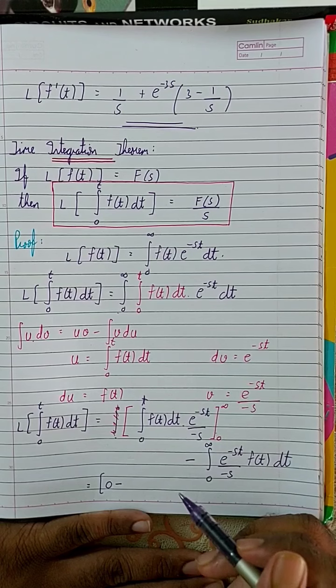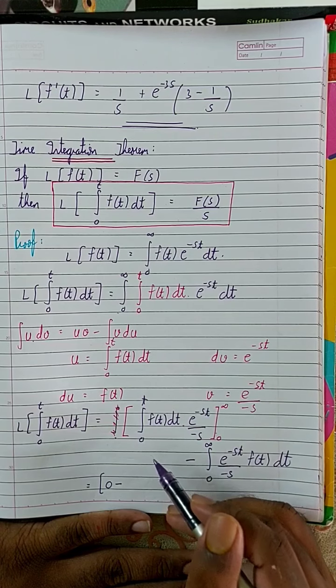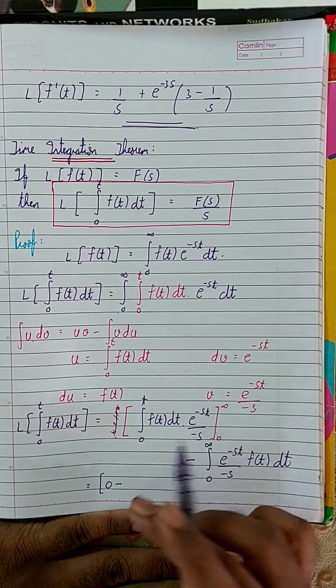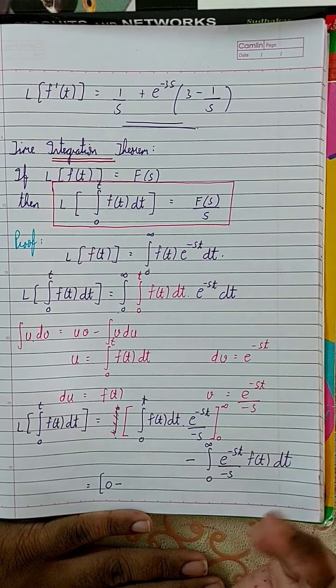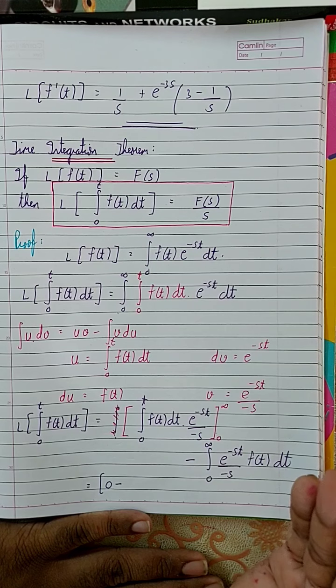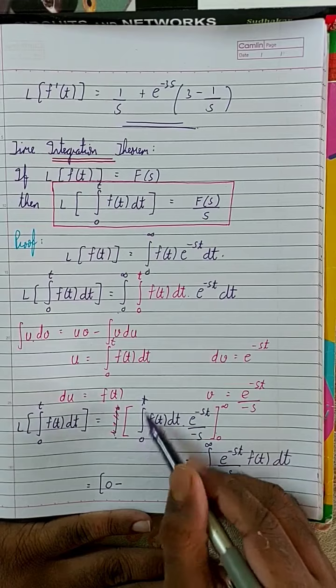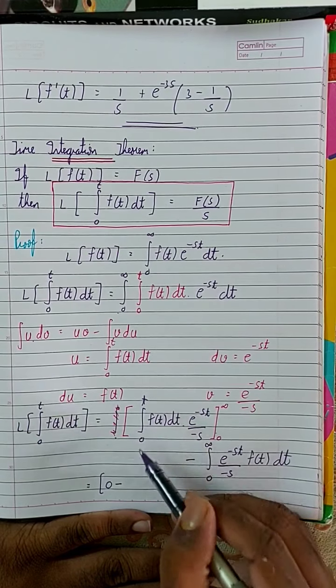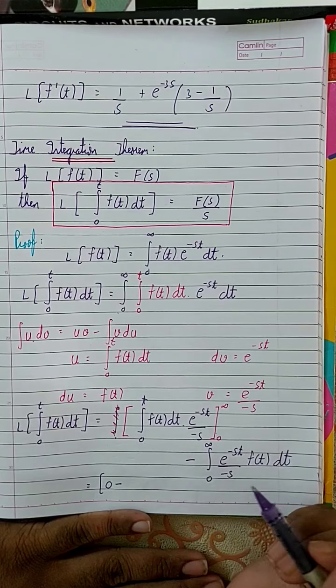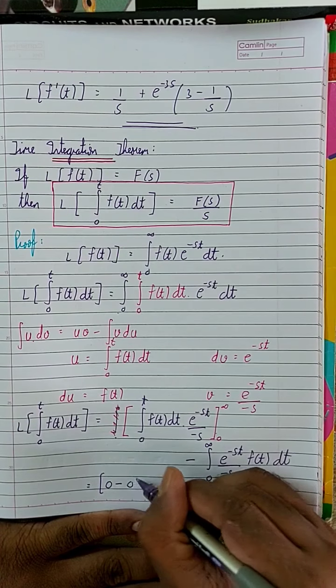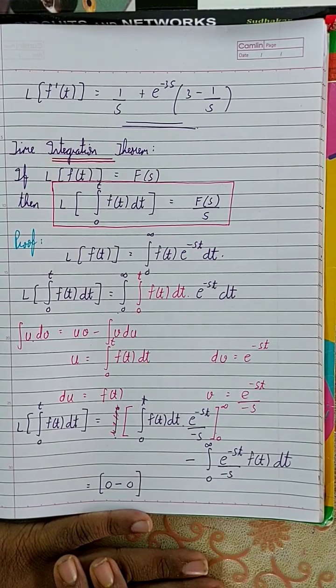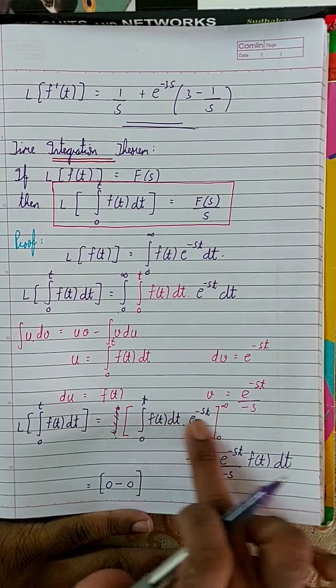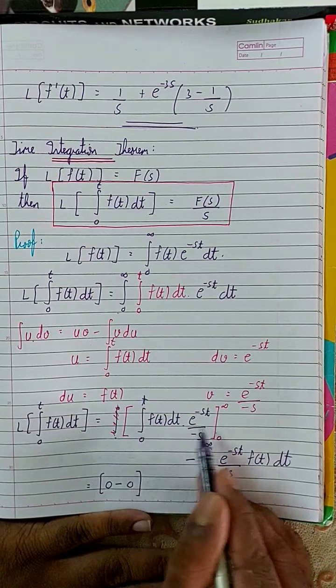Which means this will become f of 0 minus f of 0, right? When I am substituting, it will become f of 0 minus f of 0, which is 0 itself. They both will cancel each other. Integration between two same limits is always 0 for any function. So the second term is also 0. Therefore the value of this entire term is actually 0 itself.